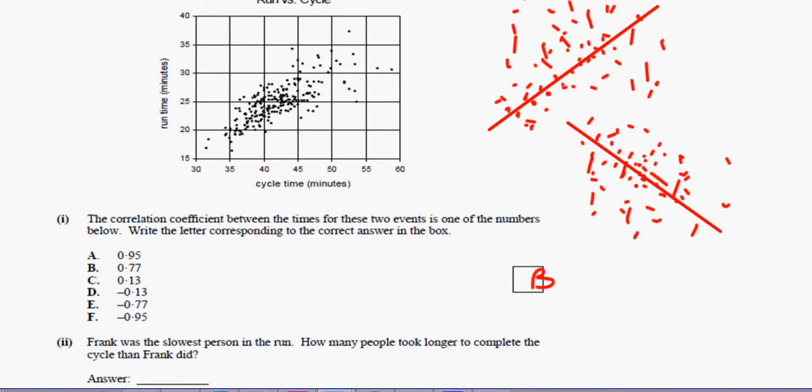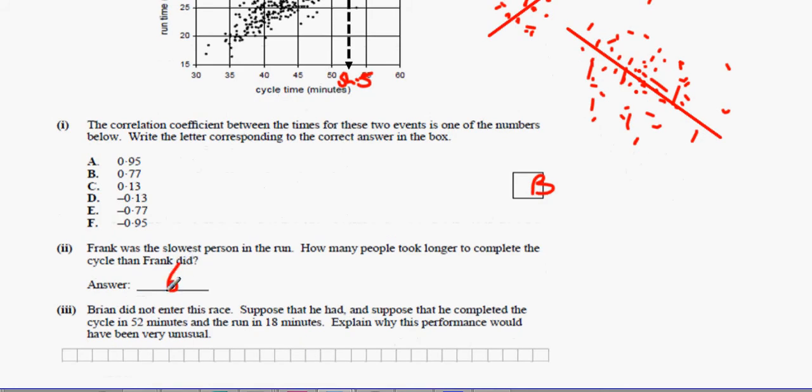Okay, and then what we do with Frank is we drop a line going directly down, and we see how many people took longer to complete the cycle than Frank did. Well, Frank took roughly 52.5 minutes to complete the cycle, and now we can see that there's 1, 2, 3, 4, 5, 6 people who were slower than Frank.